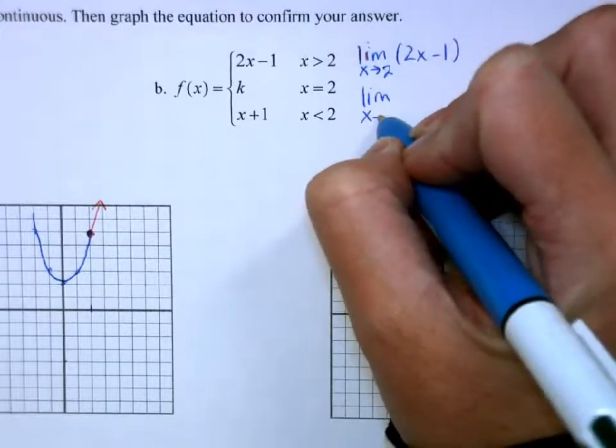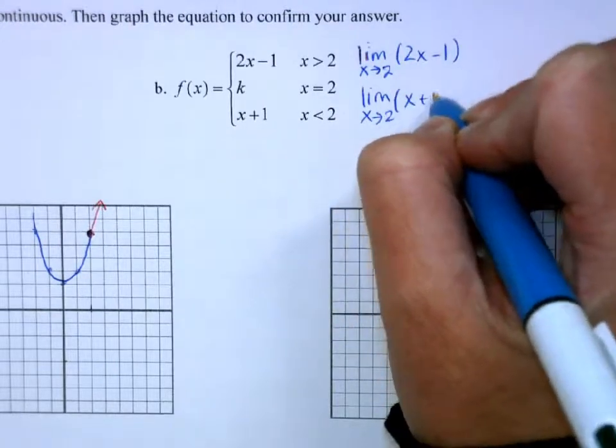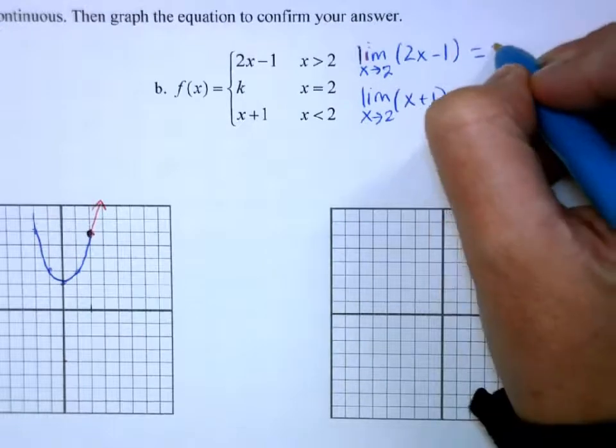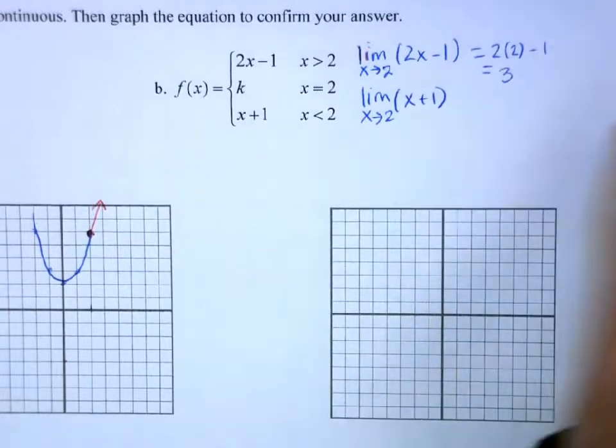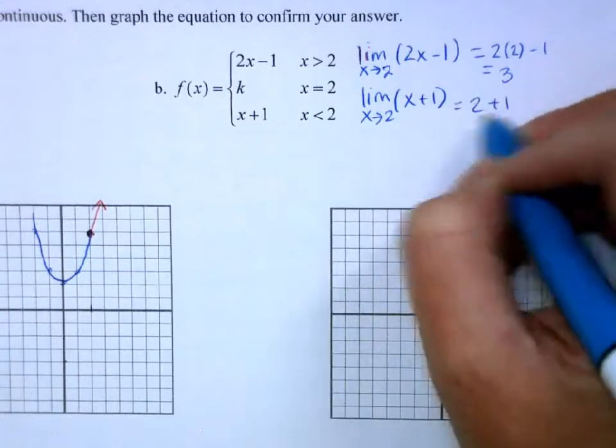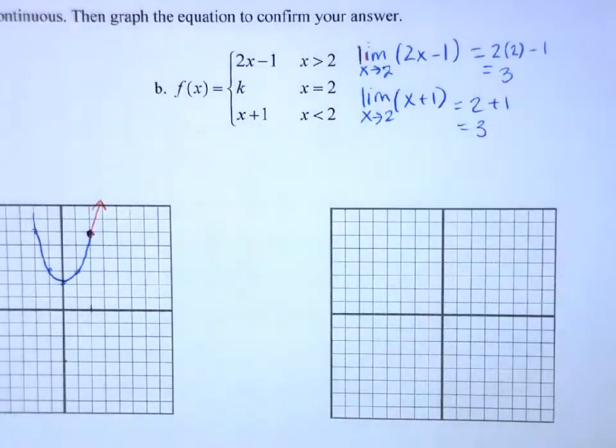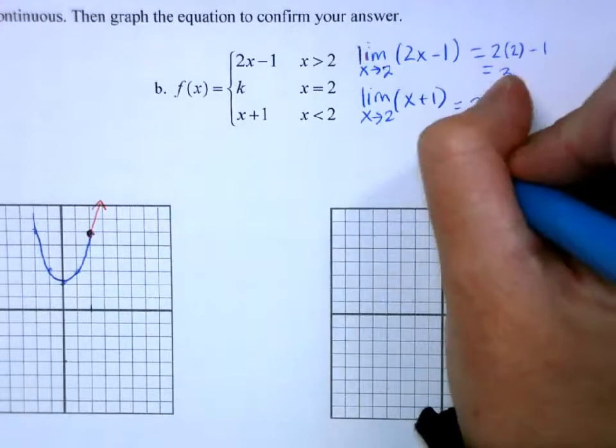Well, this one's going to be 2 times 2 minus 1, which is 4 minus 1 is 3. This one, 2 plus 1 is 3. So they are going to the same place. That means my k needs to be 3 in order for it all to sort itself out.